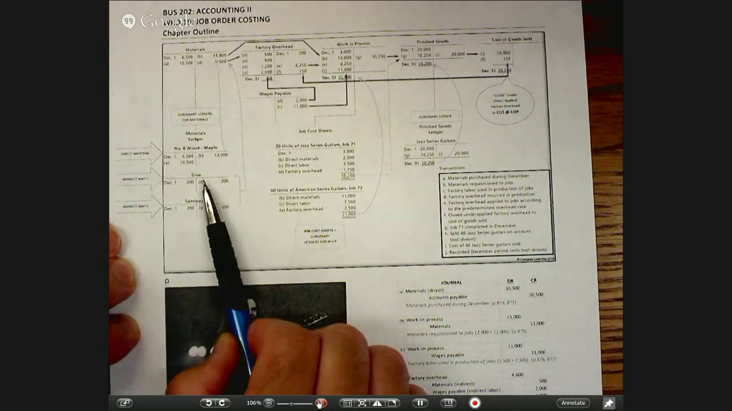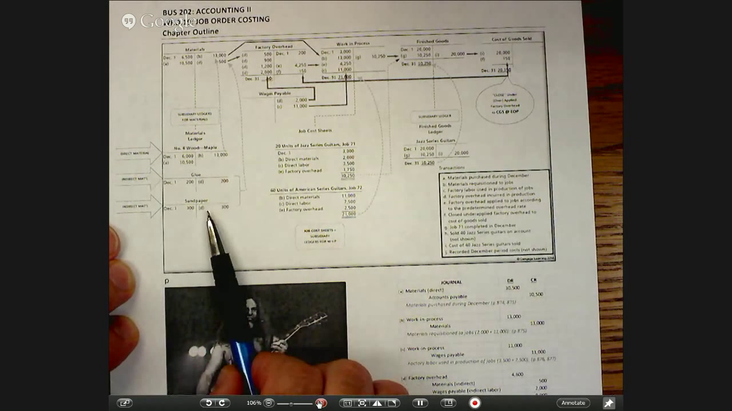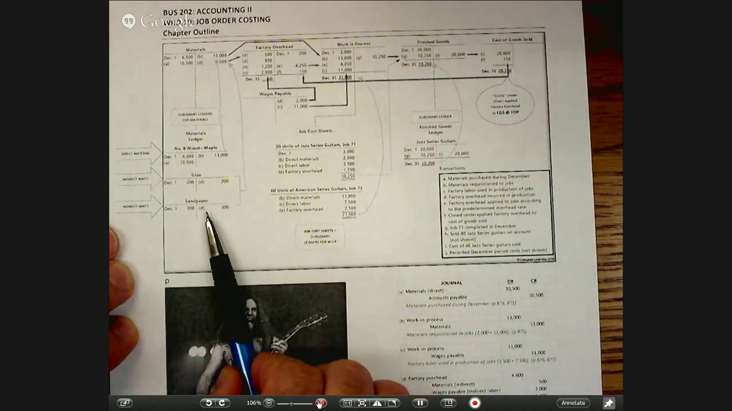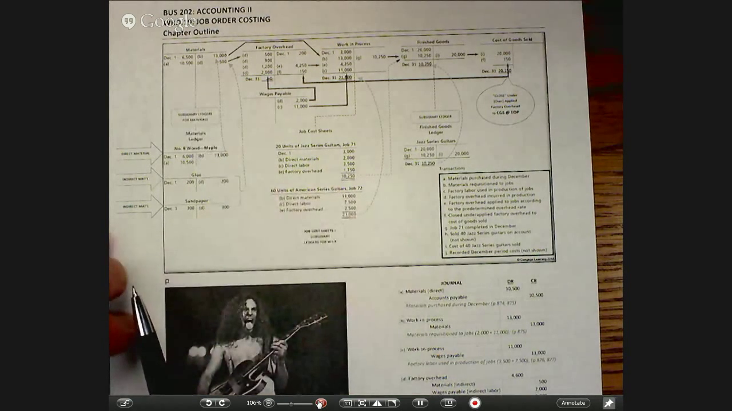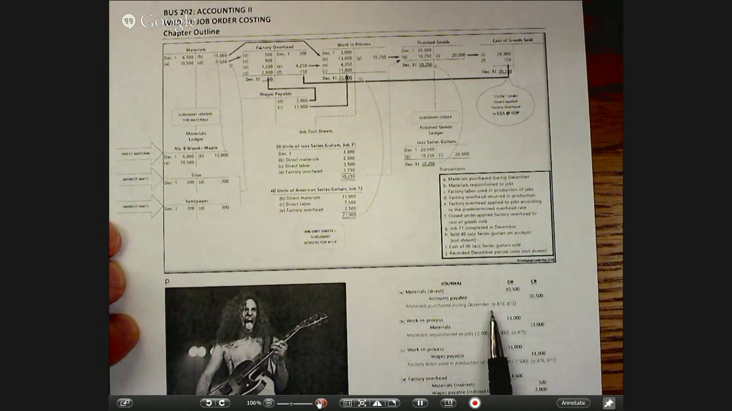Indirect materials are materials that are usually used up and do not become part of the physical item. They might be the glue that's used to temporarily hold some of the frets on the guitar, or to glue the guitar parts together. In this case, sandpaper might be there. We could have oil to grease the machines. All right, so these would be indirect material, and they would be classified as factory overhead.